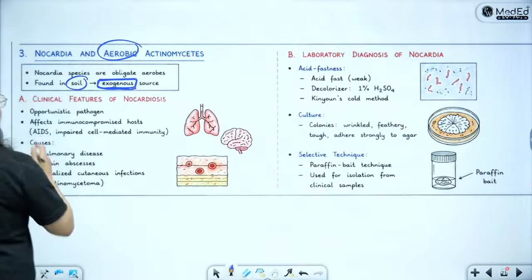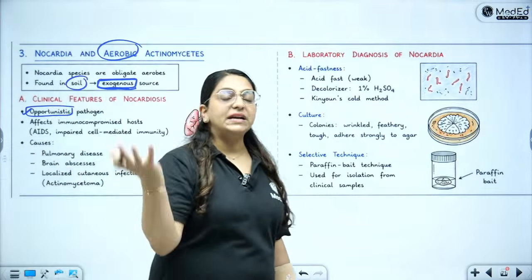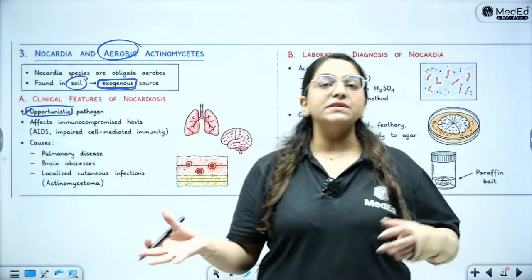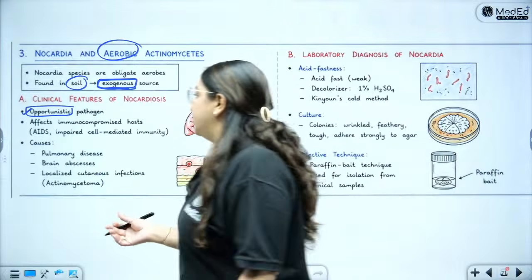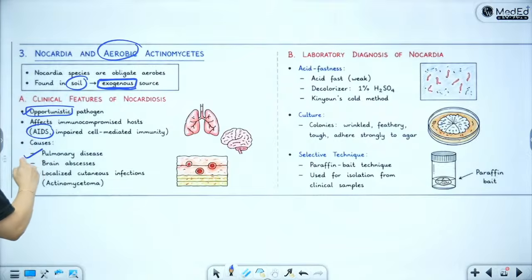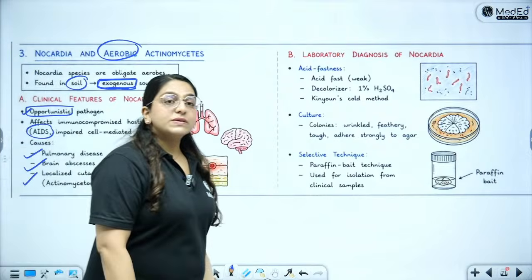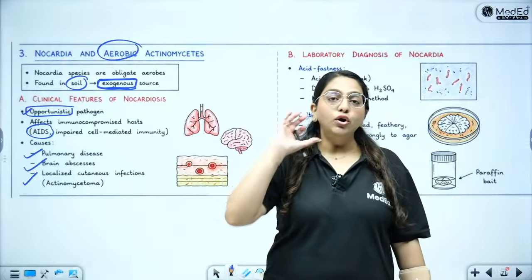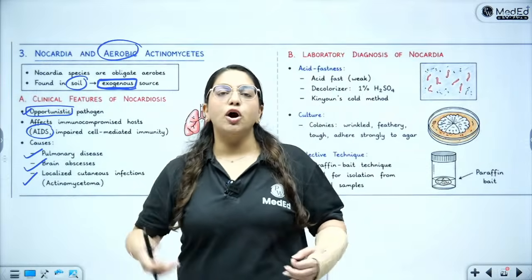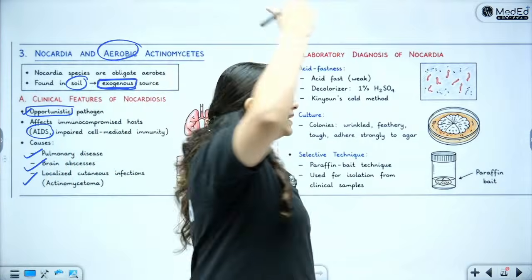Then clinical features: it's an opportunistic pathogen. Actinomyces happens in immunocompetent people, whereas Nocardia happens in immunocompromised people, right? It happens especially in AIDS patients, leads to pulmonary disease, brain abscess, and localized skin infections also. So what was actinomyces doing? Leading to localized infections, lumpy jaw, pelvic. What is Nocardia doing? Deep systemic infections, pneumonias, brain abscess.